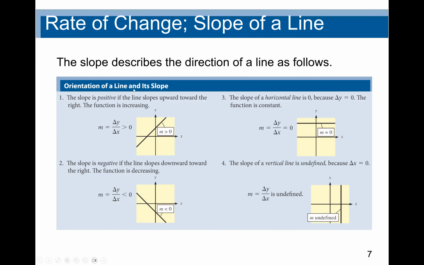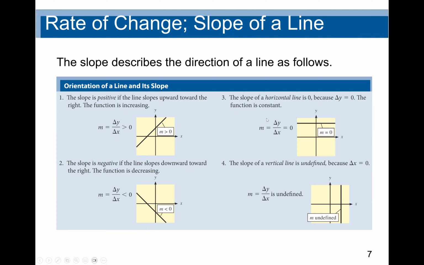So now the slope normally describes the direction of a line. For example, if the slope value is a positive value, the line will be increasing. So we can say the line is going up, which means if x increases, y also increases.